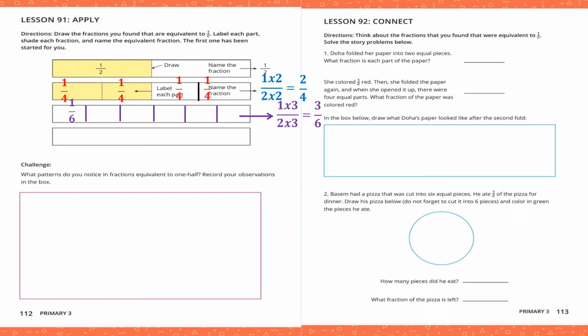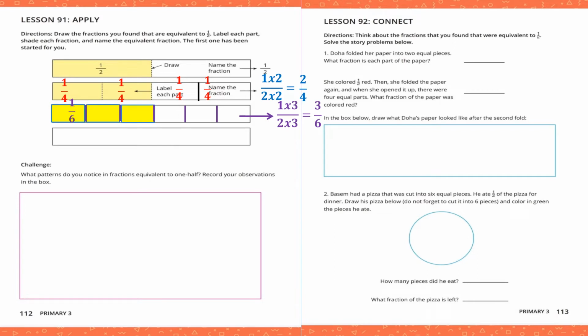Here the numerator is 3. Remember the rule of the fraction? The numerator means the number of colored parts. And the denominator means the total number of parts. So we have here 3 parts in the numerator, so I will color 3 here.